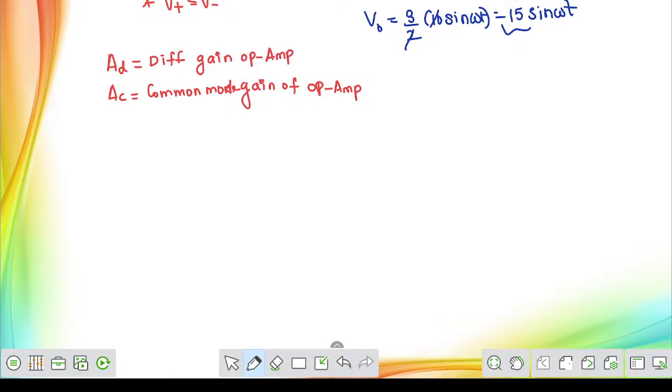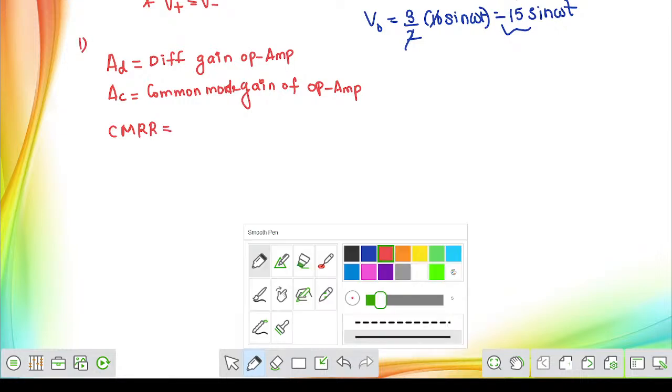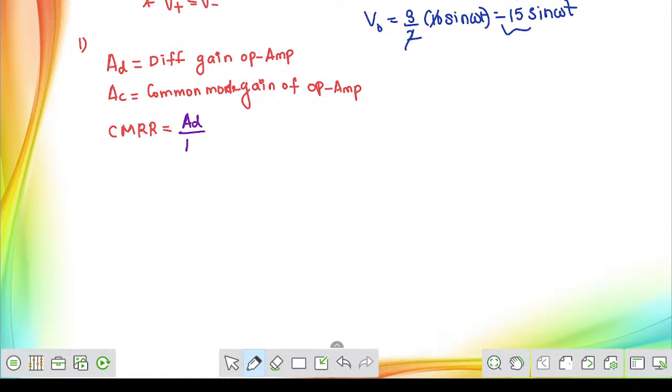Now we know these two things very well. When they ask for CMRR, you will be requested to calculate the common mode rejection ratio, with the values given in the question. What is the formula? The common mode rejection ratio is the ratio between the differential gain and the common mode gain. Sometimes they will ask to calculate the common mode rejection ratio in dB, decibel. In that case, take 20 times log base 10. The formula is the same, differential gain upon common mode gain. That is the other most important formula.